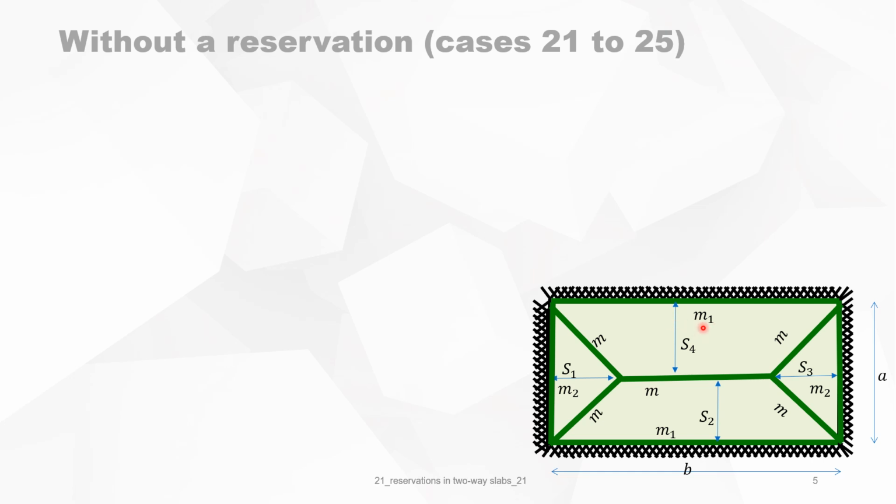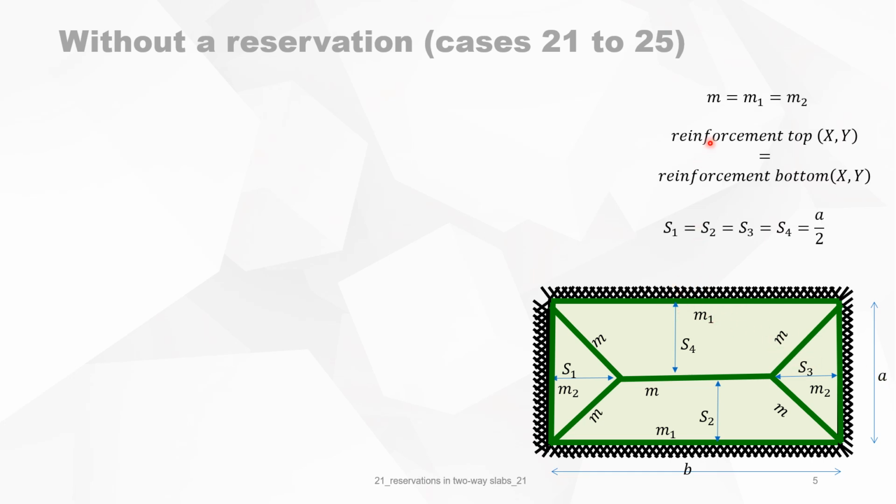You can fill in for M1, for instance, alpha times M, or for M2, beta times M, then you have a parameter more. But in general, we can say that because the reinforcement on top and bottom of a slab is most of the time equal, the plastic bending capacity of the slab is the same for the positive and negative bending moments. So that means that M is equal to M1 and M2, which is the most logical way to handle this problem. But it's not mandatory. Then we know already that all S1 to S4 are A over 2.